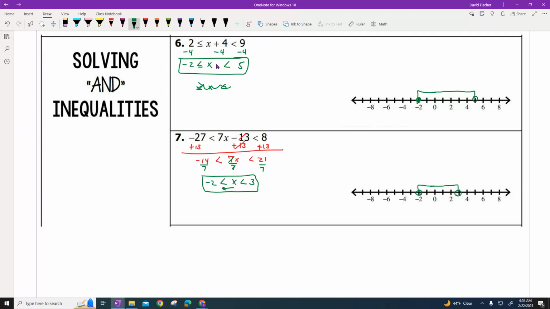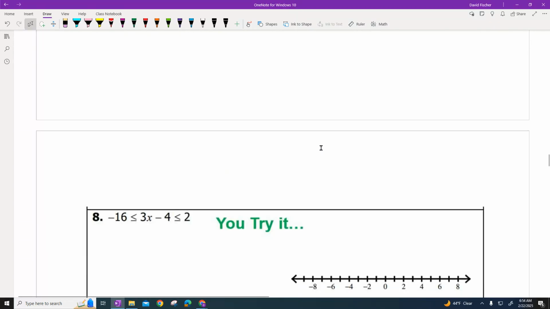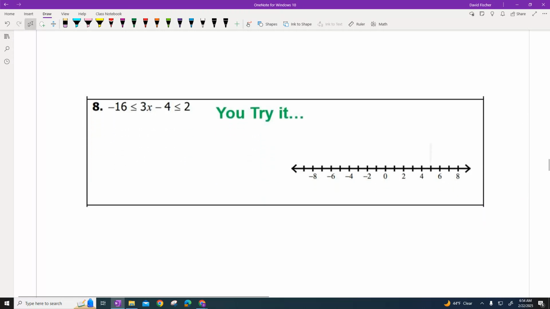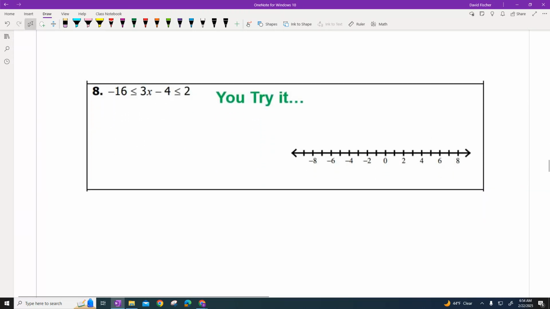And I want to go back and make sure I didn't forget any or equal to signs. Nope, I was good all the way through. Alright, so they both should be open circles. Alright, so I think you're going to like the and statements, kind of like I do. Try number 8, pause your video, and then let's see how you did.